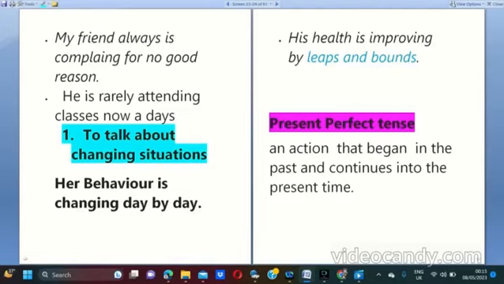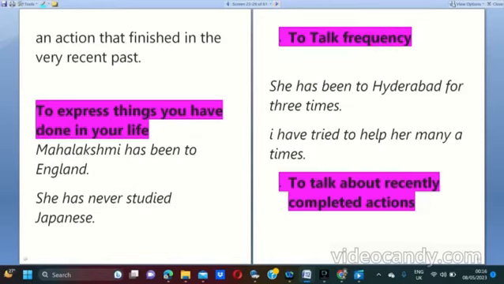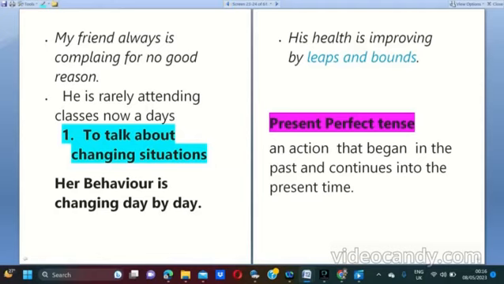Next, present perfect. We discuss an action that began in the past and continues into the present time. See, a few actions begin in the past and then continue into the present time also. We'll see examples here. When we see examples, then you can easily understand. An action that is finished in the very recent past. Here, present perfect tense talks about two actions. First one is an action that began in the past and continued in the present time.